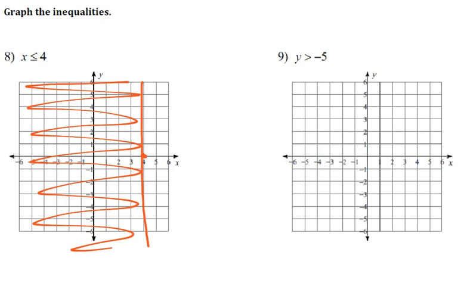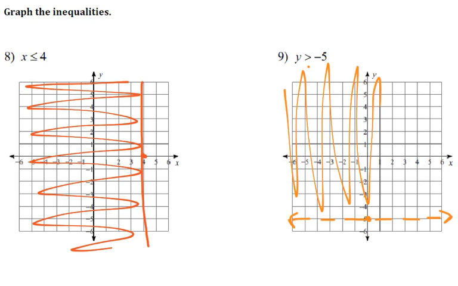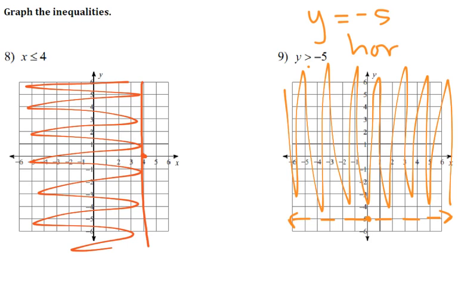Okay, number 9, y is greater than negative 5. So on the y-axis, I go to negative 5. There's no line under it, so it's a dotted line. And it says y is greater, so I just shade above. Remember, when it's y equals a number, it's a horizontal line. X equals a number, or an inequality, it's a vertical.